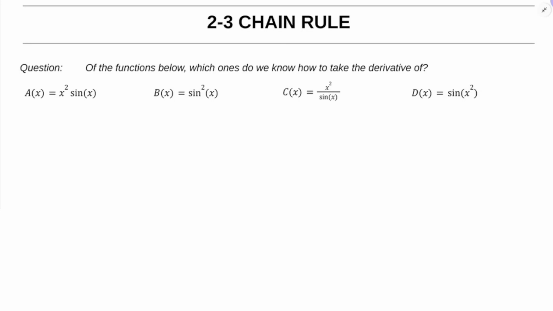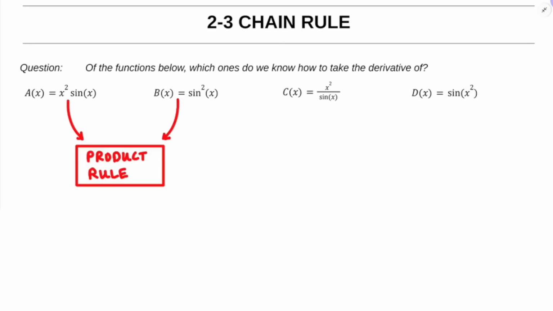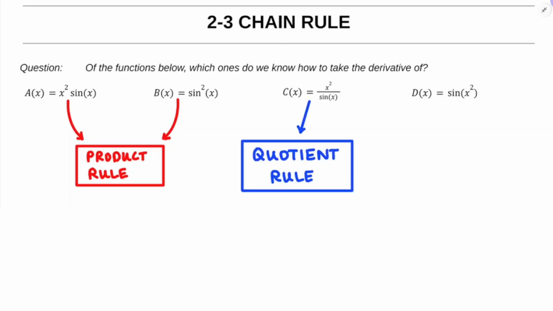We've seen that B can be written as a product, and so we could take its derivative using the product rule. I think C, you could say, okay, I could take the derivative of that using the quotient rule. But D, this sine of x squared, this composite type of function, this is something that we don't really have anything for yet. We can't write it as a product or a quotient, and it's not a power, and it's not one of our known derivative rules. And so this is where the chain rule is going to come in.